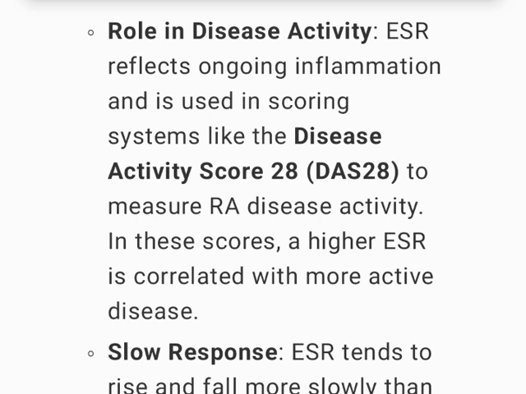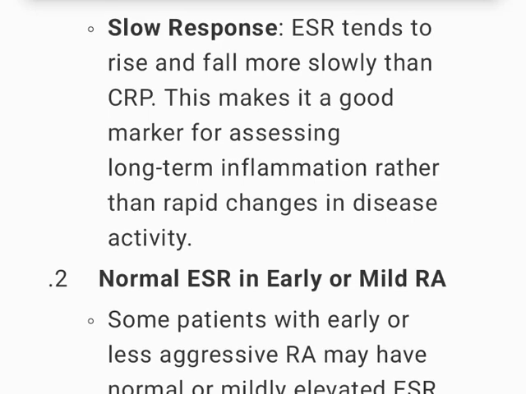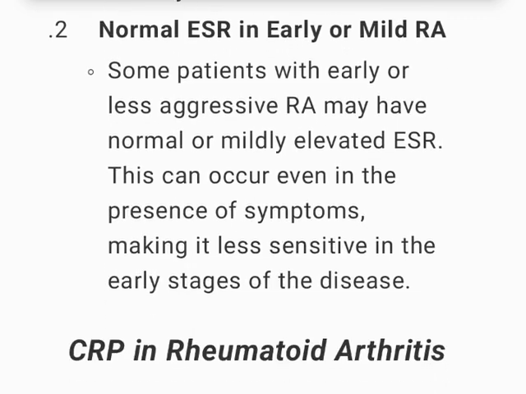ESR reflects ongoing inflammation and is used in scoring systems like the Disease Activity Score 28, DAS28, to measure RA disease activity. In these scores, a higher ESR is correlated with more active disease. Slow response. ESR tends to rise and fall more slowly than CRP. This makes it a good marker for assessing long-term inflammation rather than rapid changes in disease activity.